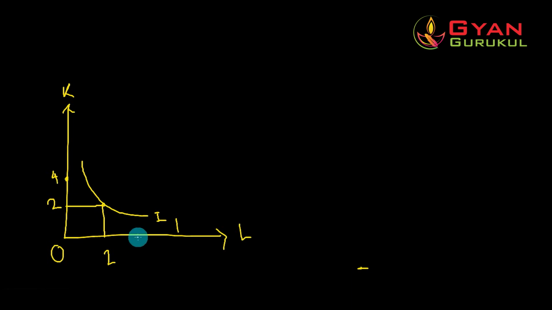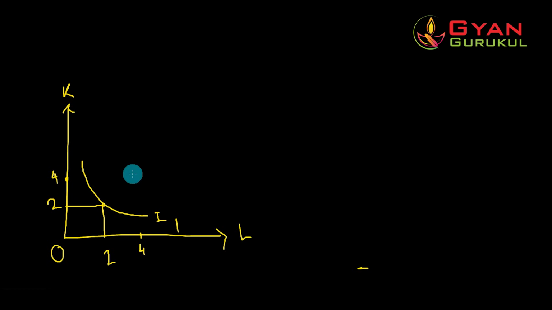So let me draw it again. It is labor and this is capital, right? Now suppose initially at I1, with 2 units of labor and 2 units of capital. Just like the previous example, we have increased both the two factors of production by 100%. That means 4 units of capital and 4 units of labor.